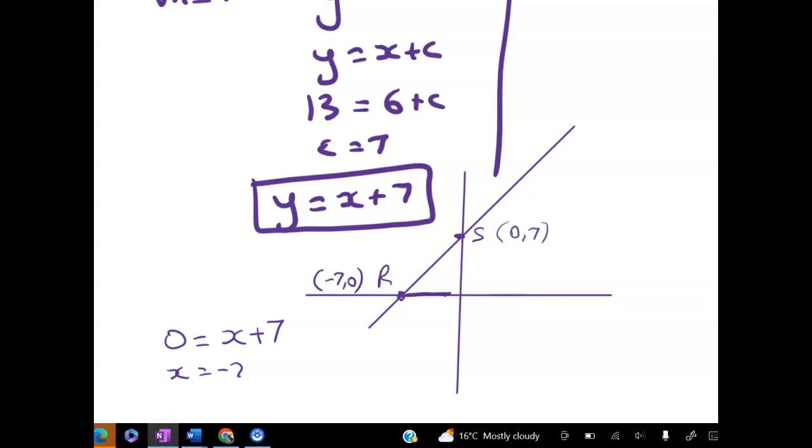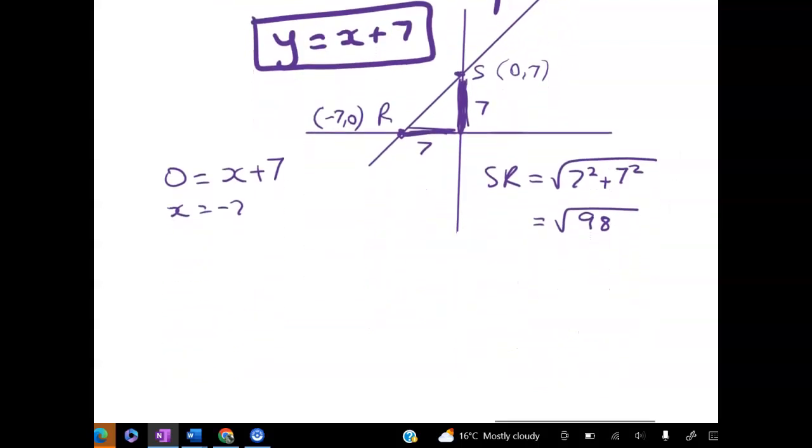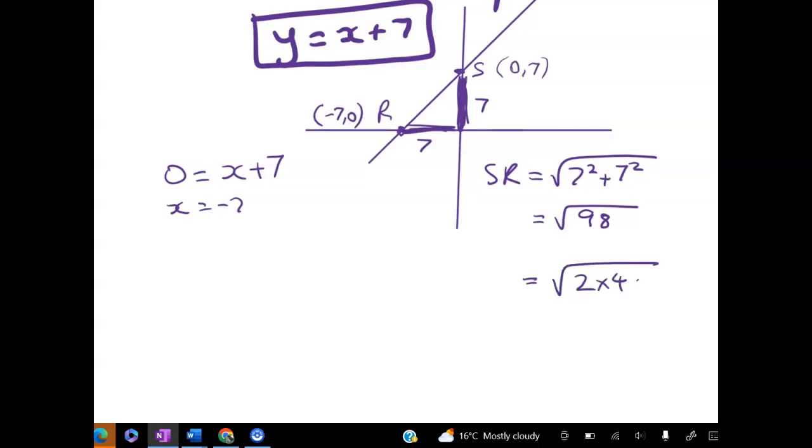And we can use Pythagoras now to figure out the length of SR. So SR is equal to the square root of this squared plus this squared, which is equal to, from here, I'll go really slowly, the square root of 98, which is equal to 2 times 49. I really don't know why I bothered to do that step. Here we go. And now we get this is equal to root 2 times 7, which I can write as 7 times root 2.